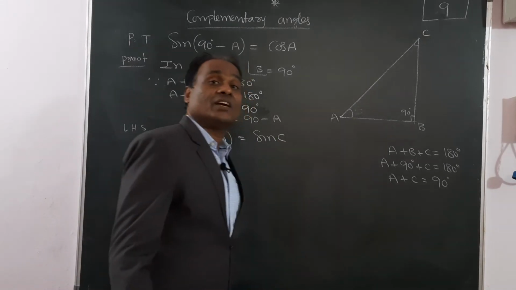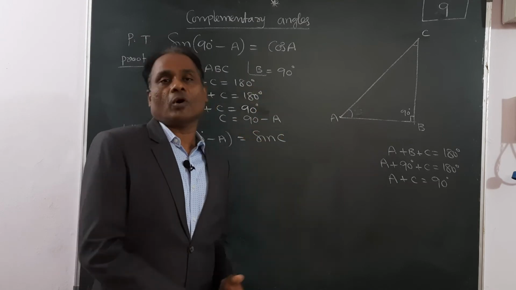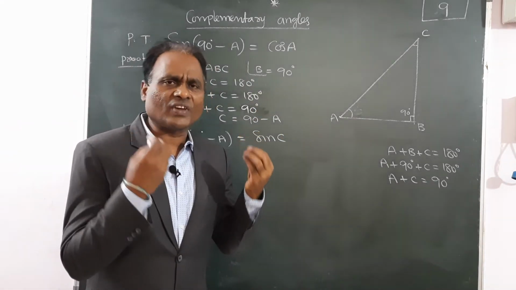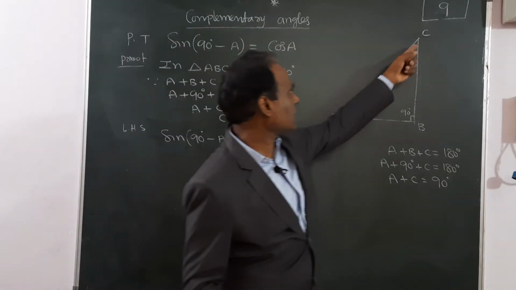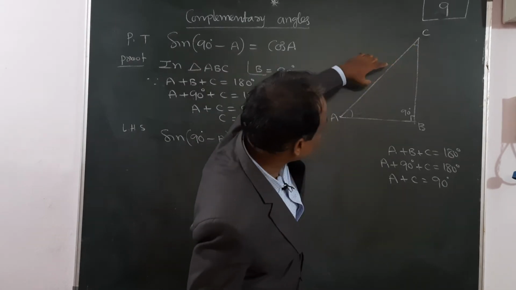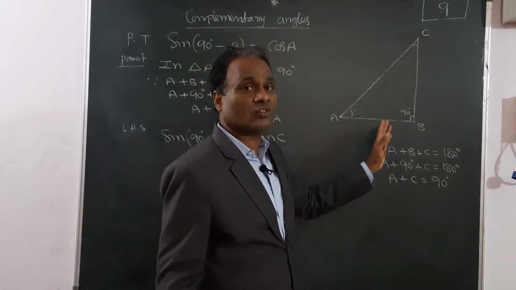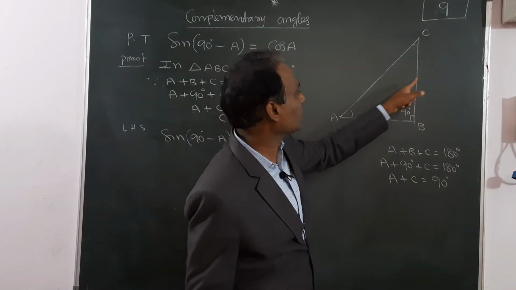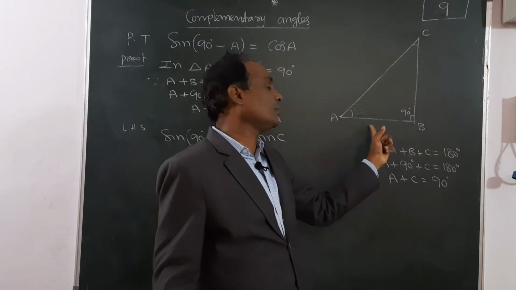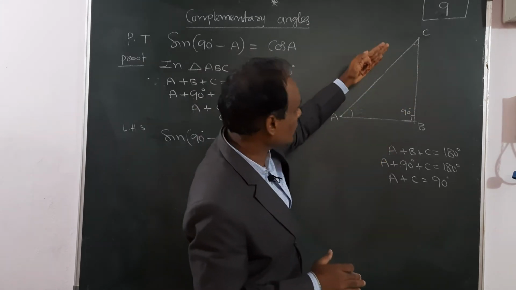Now what is sine definition? Sine definition is opposite side by hypotenuse. Hypotenuse is very clear. In any triangle, the greatest side, the biggest side, longest side, the inclined side is called hypotenuse. So these two other sides will change. Opposite and adjacent will interchange, but hypotenuse will be same.